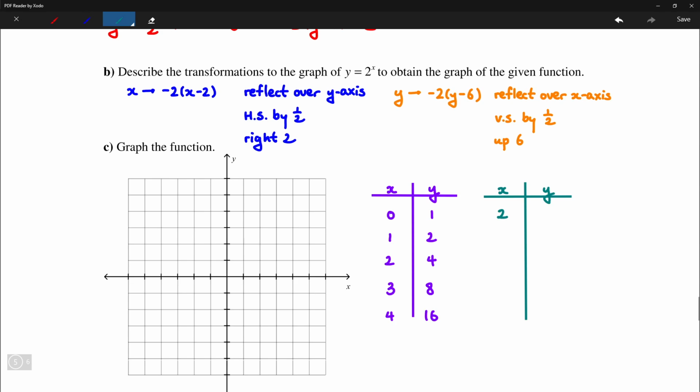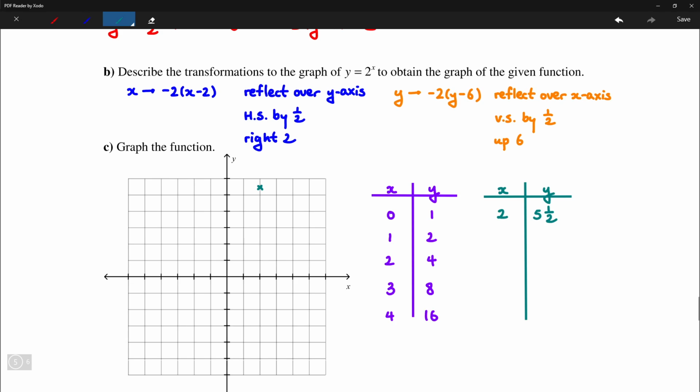The y-coordinate, we reflect over the x-axis, so -1, and then a vertical stretch by 1/2, so it becomes -1/2, and then it will move up 6 spaces, so -1/2 plus 6 gives us 5.5. So that will be the first point on the new function. So (2, 5.5), right here.